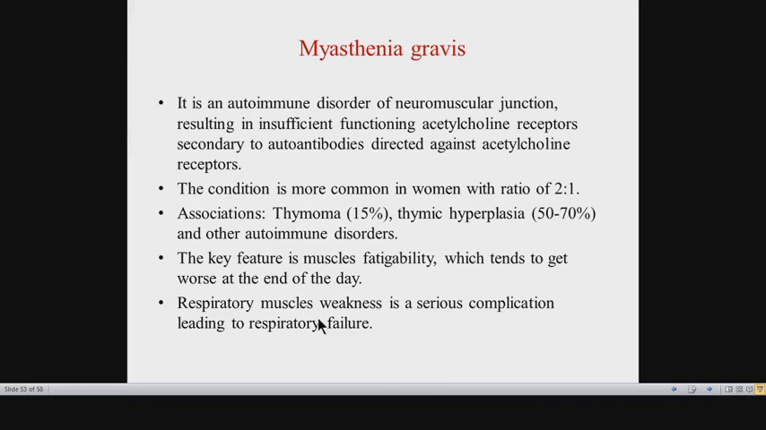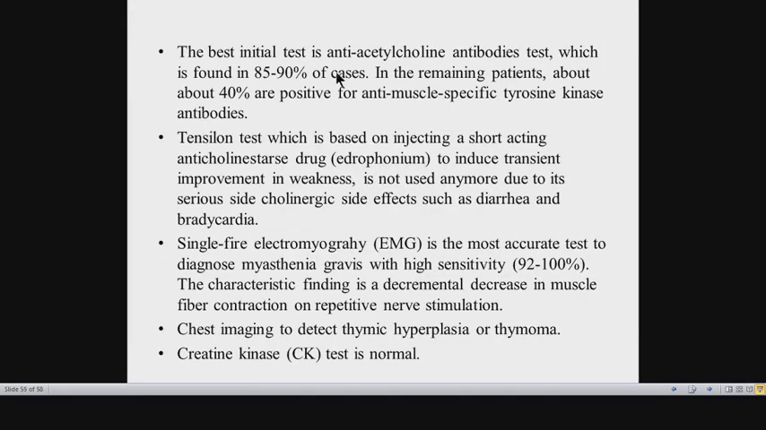But sometimes a catastrophic complication of myasthenia gravis is respiratory muscle weakness. The same weakness and fatigue which occurs in other muscles can also be seen in the respiratory muscles. And this can lead to a serious complication, leading to respiratory failure. The most serious complication of myasthenia gravis is involvement of the respiratory muscles leading to respiratory failure.